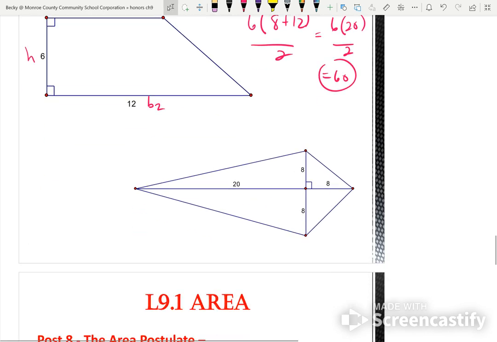Okay, and then lastly the kite. Alright, so this diagonal is going to be 28. This diagonal is going to be 16. And then we're going to divide by 2. 28 times 16 over 2, which is 224.